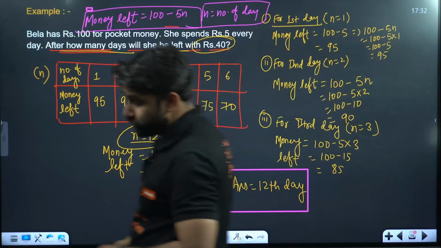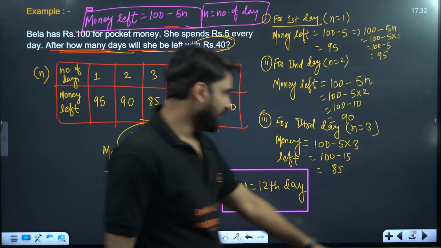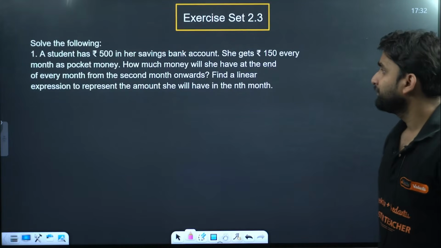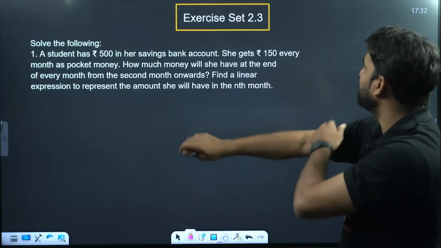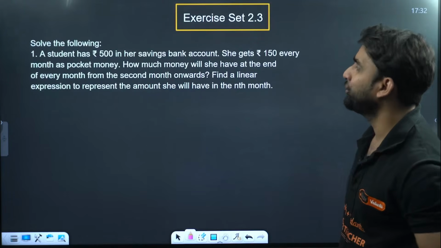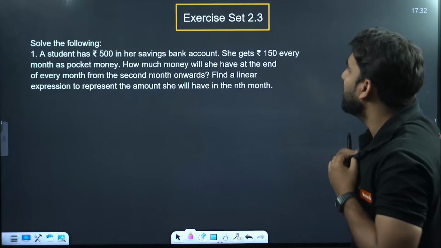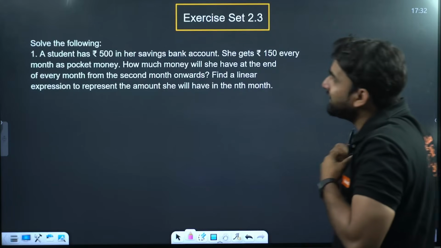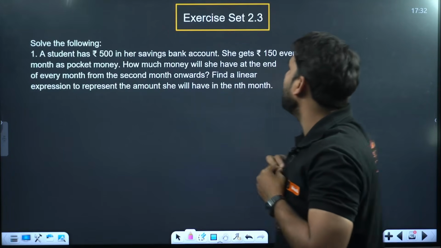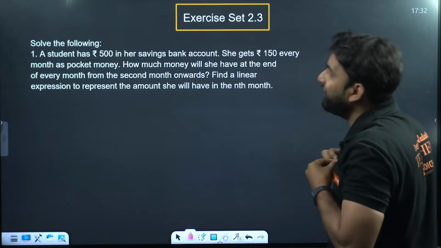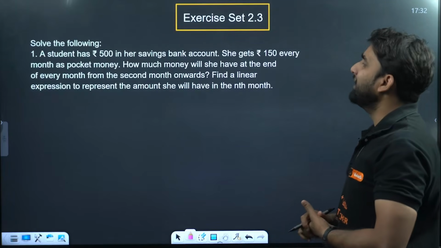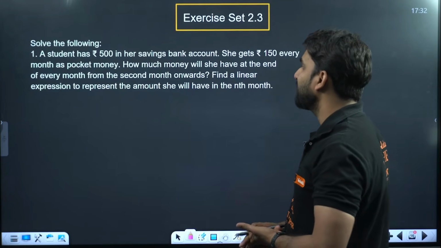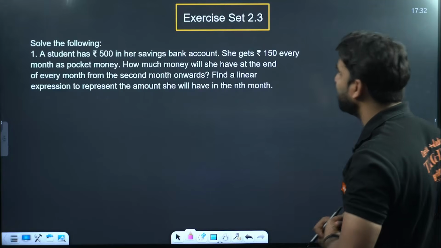Okay, so now moving to next. One more question. Let's say exercise set 2.3. Let's solve the question here. So a student has rupees 500 in her saving bank account. She gets 150 every month as pocket money. How much money will she have at the end of every month from the second month onwards? Very easy question. Find a linear expression to represent the amount she will have in the nth month.